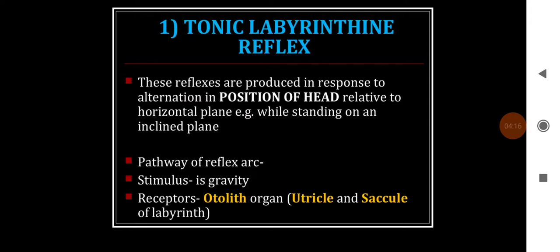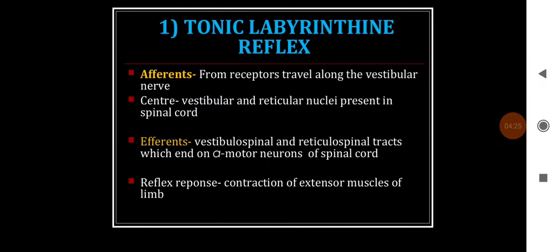Regarding the pathway of this reflex, the stimulus is mainly gravity, and the receptors are the otolith organs, the utricle and saccule of the labyrinth. Afferents from the receptors travel along the vestibular nerve. The centers are the vestibular and reticular nuclei. Efferents are the vestibulospinal and reticulospinal tracts, which end on alpha motor neurons of the spinal cord. The reflex response is contraction of the extensor muscles of the leg most of the time.